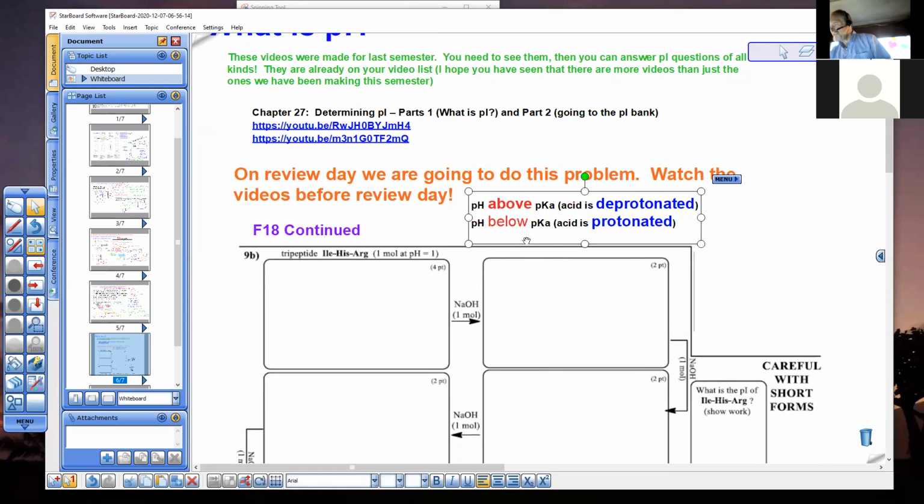I can't emphasize this enough. This is in our notes from last day. Anytime you do acid-base problems, we need to know, is an acid protonated or deprotonated? And it's all about pH, right? So if the pH of the environment is above a pKa for an acid, pKa for an acid, I'm trying to highlight the A here.